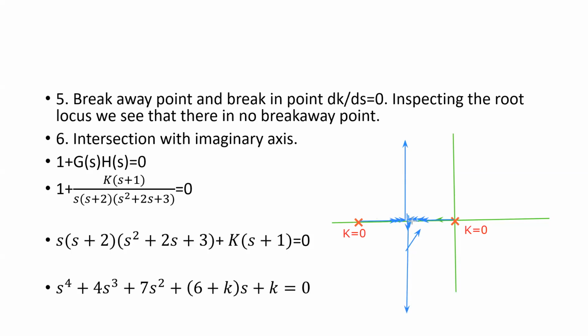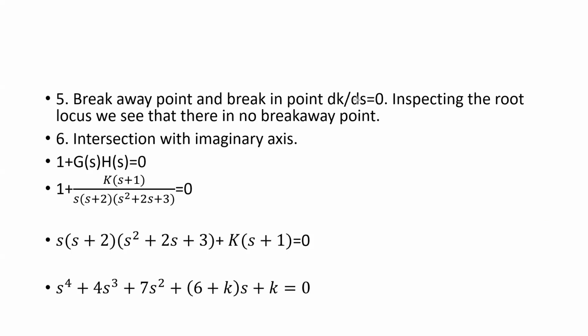At this point, the k value is maximum and it is differentiated. To find the value, we differentiate it with respect to s and equate it to 0. Then the particular value of s is the coordinate on the real axis. This is the s value where breakaway happens, and it is obtained by differentiating and equating to 0. But for this problem, we will not have a breakaway point.